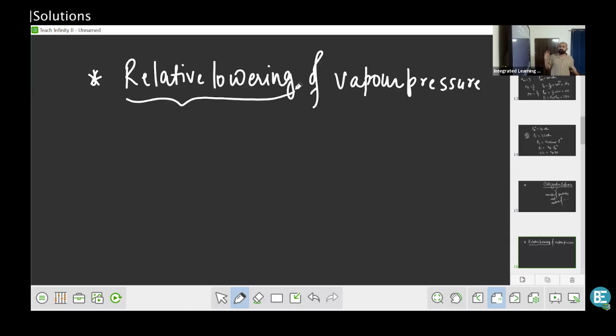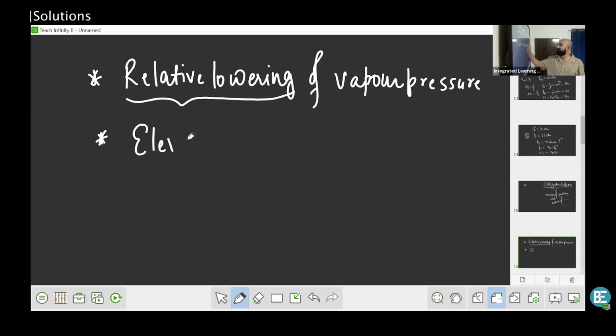Is that clear? So if I say, tell me whether this statement is correct or incorrect: vapor pressure is a colligative property. Incorrect. And if I say lowering of vapor pressure is a colligative property, is it correct or incorrect? Incorrect. The colligative property is relative lowering of vapor pressure. You'll understand this when we learn it more.